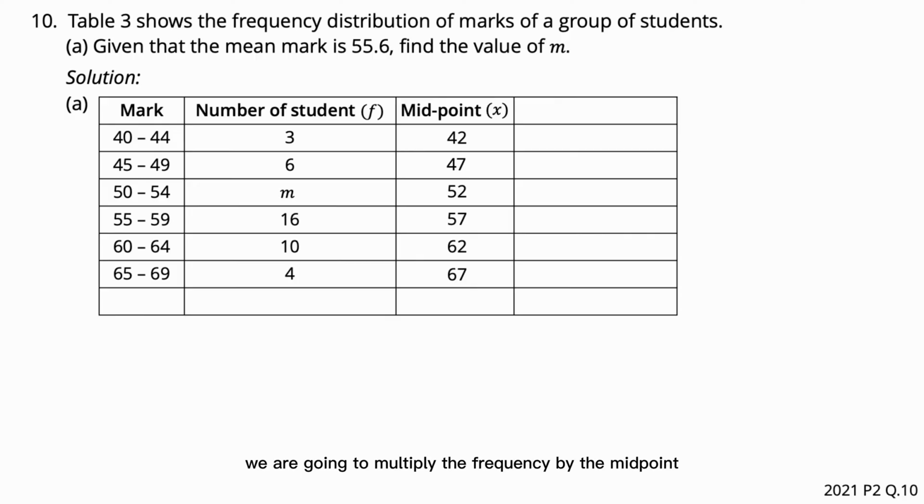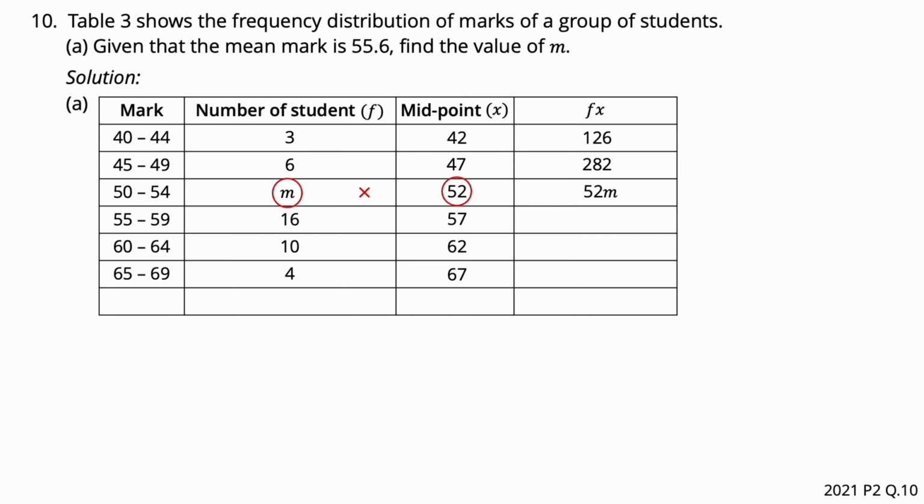Next, we are going to multiply the frequency by the midpoint. This is going to be F times X, Fx. 3 times 42 is 126. 6 times 47 is 282. M times 52 is 52M. 16 times 57 is 912. 10 times 62 is 620. And 4 times 67 is equal to 268.